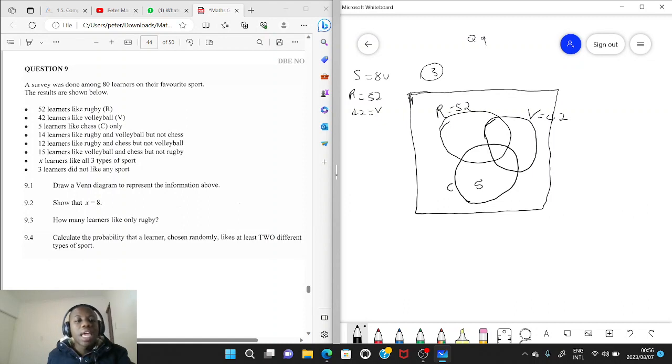It simply means that whenever we see chess, we don't really consider the space of chess. So now note, they're saying rugby and volleyball. We know that rugby and volleyball is the whole intersection, but now they're saying but not. So this but not simply means that we are not going to consider a space where we see chess. If you check the whole intersection, there's another portion of the intersection which includes C. Because of this set, but not chess, we are not going to consider this space, because we don't want the interference of chess, right? So we'll have 14 here.